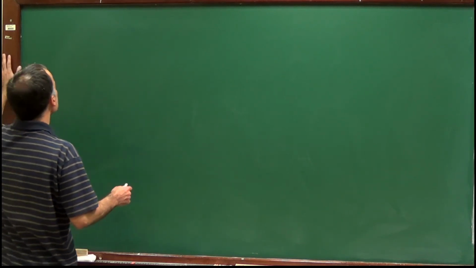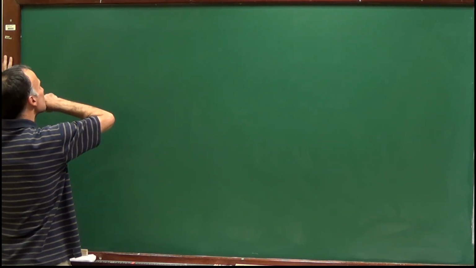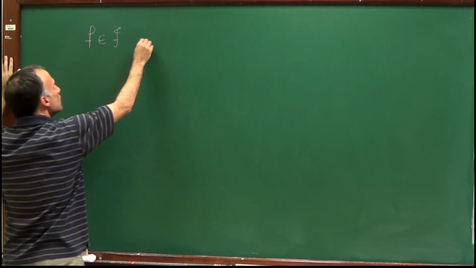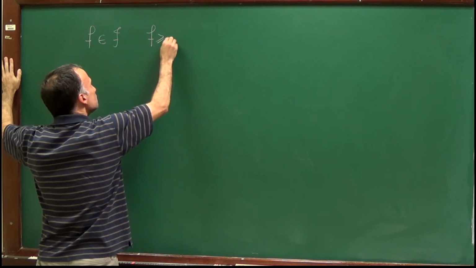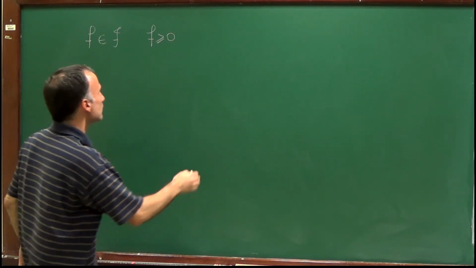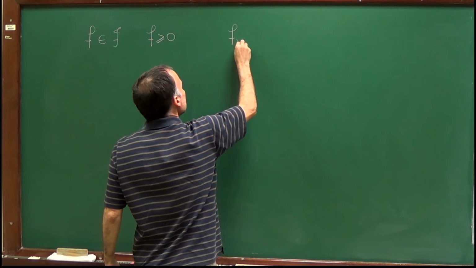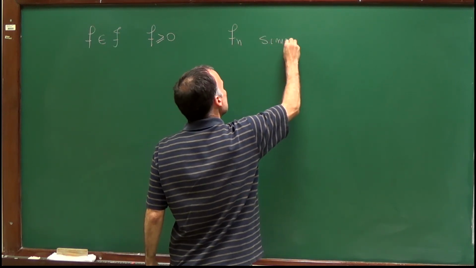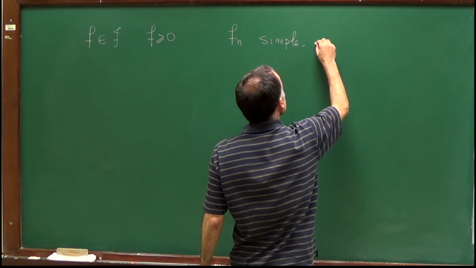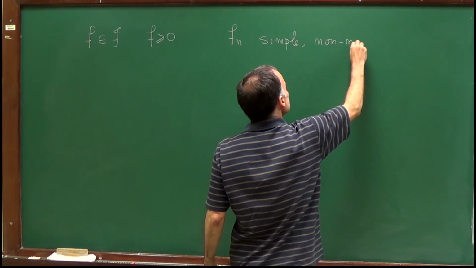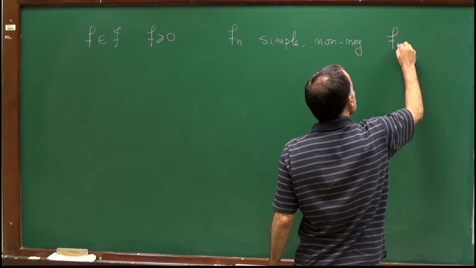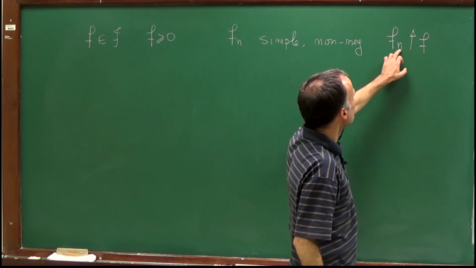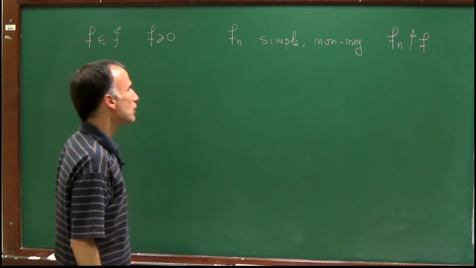So up to this point, we proved that if I have a function f which is measurable and non-negative, I can find a sequence f_n of functions which are simple, non-negative, and which increase to f. So this means that the sequence is monotone and it converges pointwise to f.